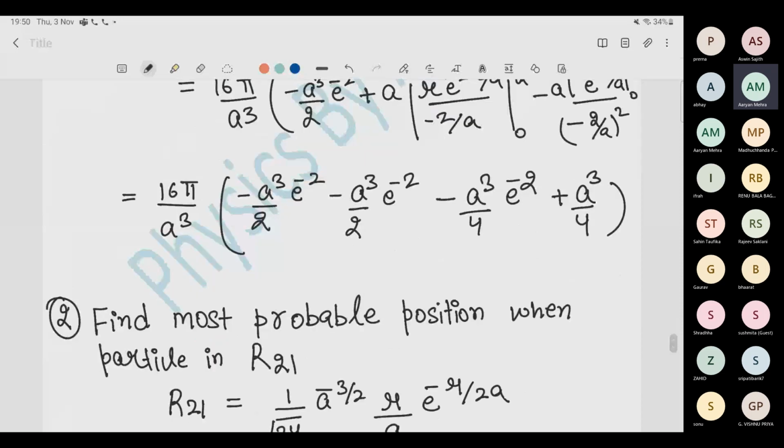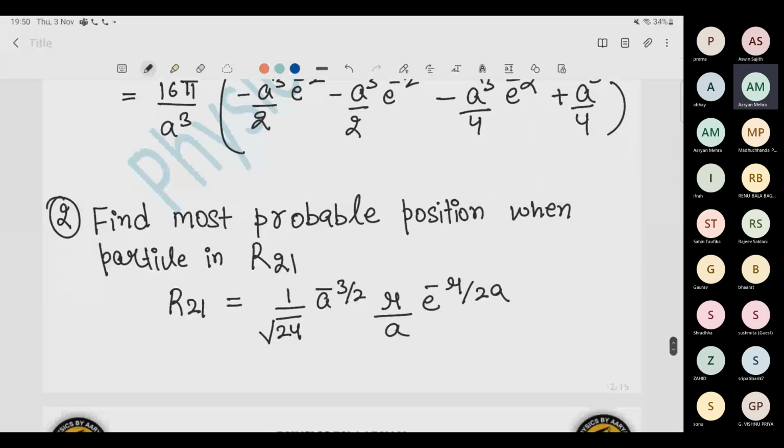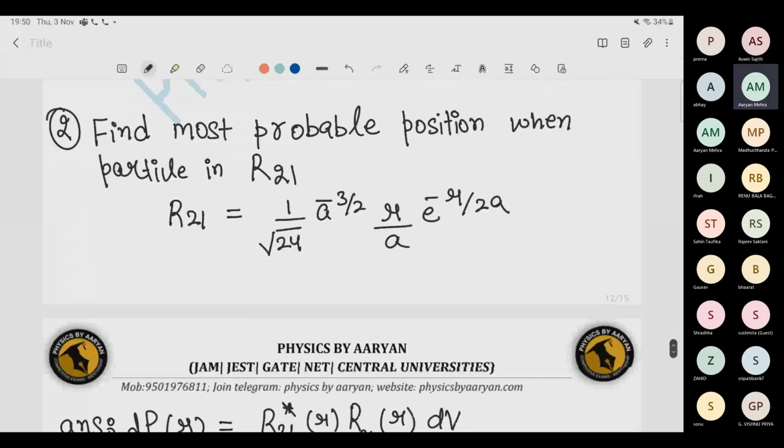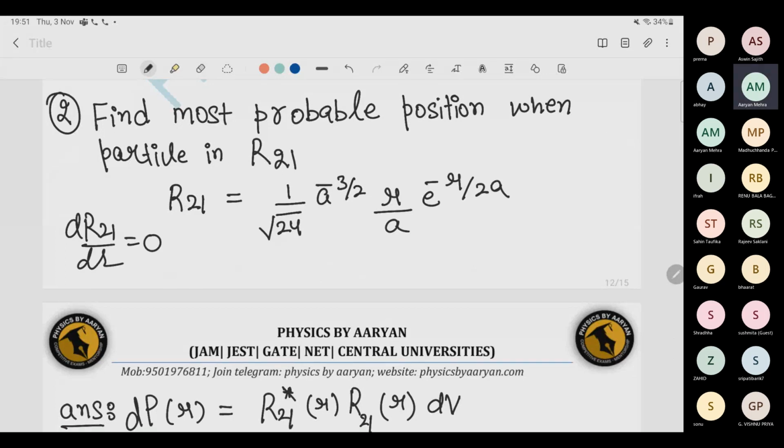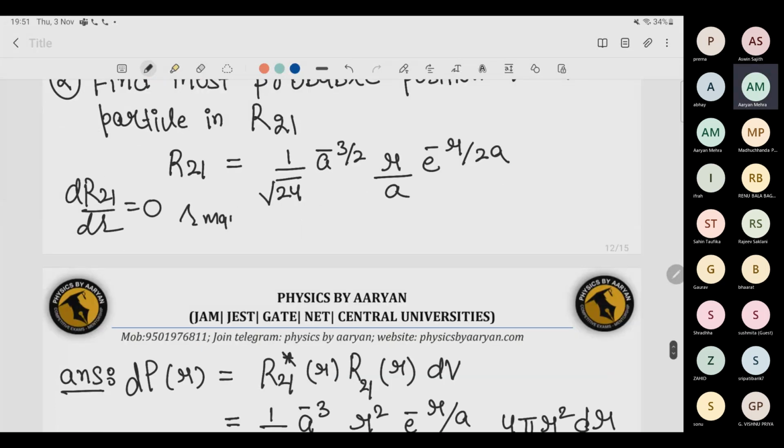Number 2 question. Find the most probable position. If your electron is in R21, meaning n is 2, l is 1, then what is the most probable position where your electron will be? The number 1 mistake students make is, for most probable, they start by setting dR21/dr equal to 0 at r max.